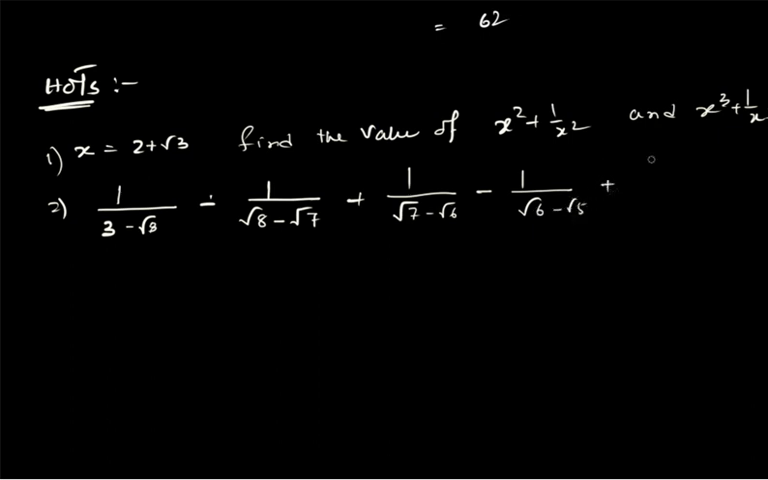And the other one is: 1 by (3 minus root 8) minus 1 by (root 8 minus root 7) plus 1 by (root 7 minus root 6) minus 1 by (root 6 minus root 5) plus 1 by (root 5 minus root 4) equals 5. You have to show that.